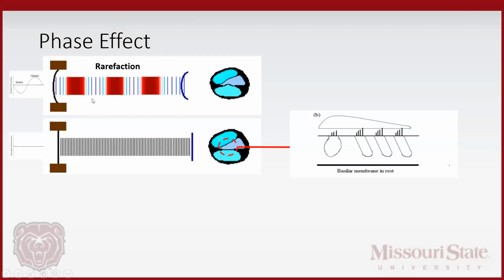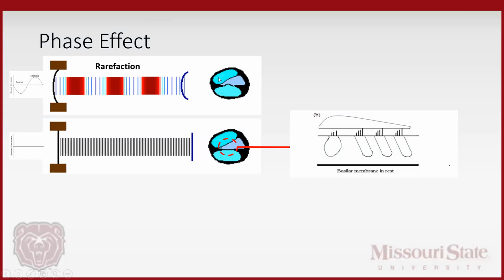However, if we have the rarefaction component hitting the eardrum, so we're starting over here, rarefaction, that means there's a drop in pressure. And when there's a drop in pressure over here, that means the pressure over here is going to be larger and the eardrum is going to be pulled out. When the eardrum is pulled out, pulling on the ossicles, it is going to pull on the oval window as well. And pulling on the oval window, what's going to happen?